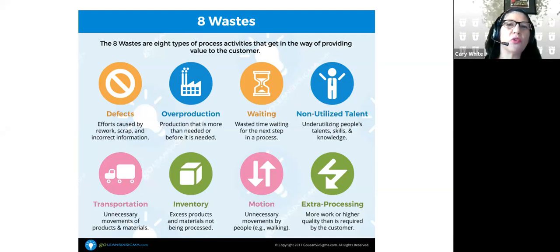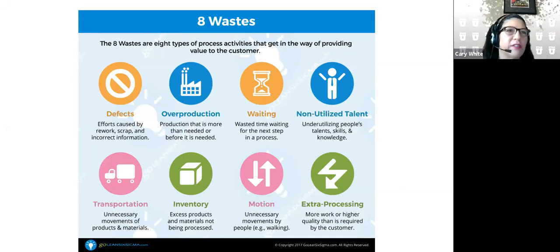So one of the tools in Lean Six Sigma, some of them come from Lean, some of them come from Six Sigma. This particular tool comes from the lean side of things. It's identifying eight wastes. Now, I've seen other things out there. I've seen some organizations say there's seven wastes, and some say there's nine. The general consensus is there's eight.